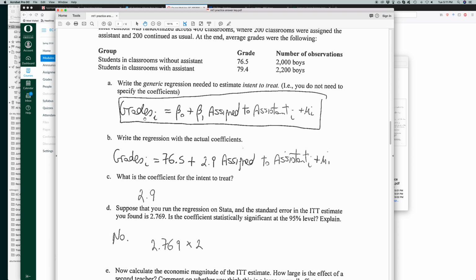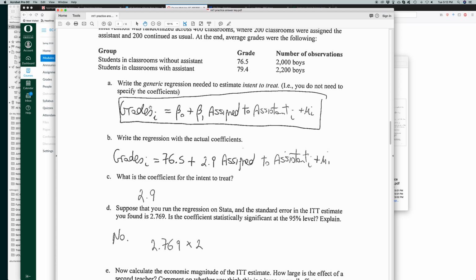Now, if you are in a classroom without assistance, that means that this dummy variable is going to be equal to 0. So grades for the children without assistant is going to be grades equals beta 0 plus beta 1 times 0. So grades for those in the control is equal to beta 0. So beta 0 is going to be the average grade for classrooms without assistance in the control. Again, why is it that beta 0 is equal to 76.5 that we see here?